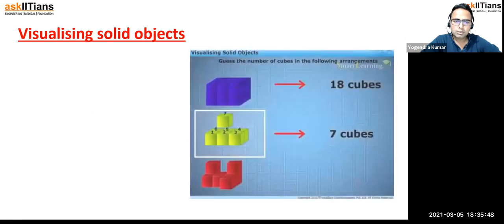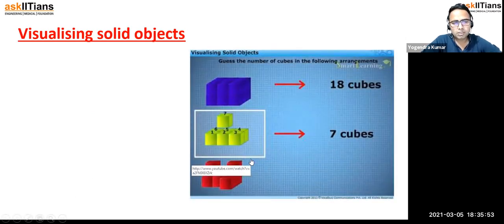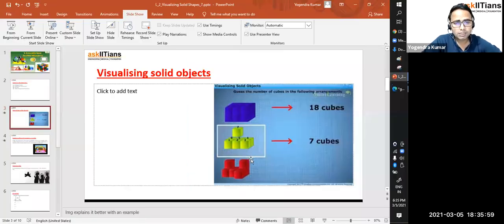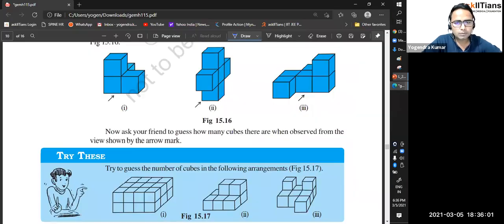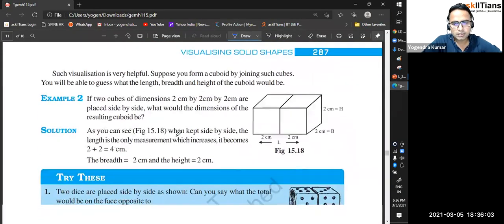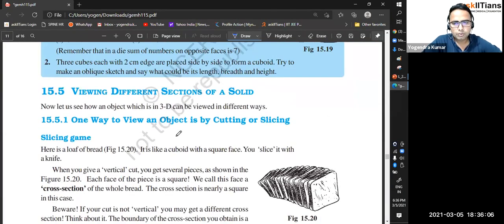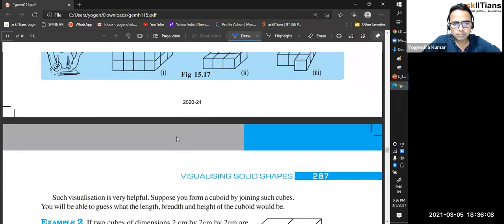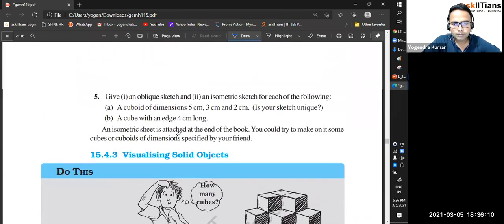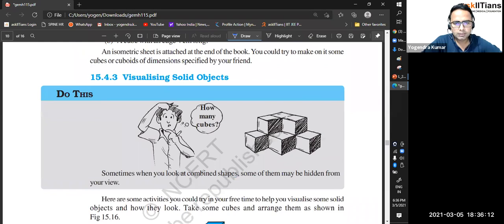Again, we need to observe the solid shapes in different ways, and we need to do some guessing work sometimes, right? So let me show you here in your textbook what exactly we are going to do today. This is where we left off. Visualizing solid objects again.